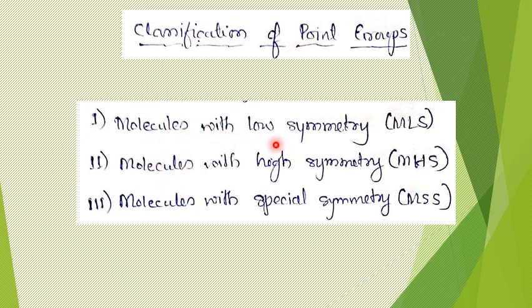First, molecules with low symmetry. Here very few symmetry operations are possible. Either only one or two symmetry elements will be present, and one or two symmetry operations will be possible on the molecule. Therefore these are called molecules with low symmetry, which can be shortened as MLS. Then comes molecules with high symmetry. Here you will have relatively more symmetry operations and even more symmetry elements. And then we have the last category, molecules with special symmetry.